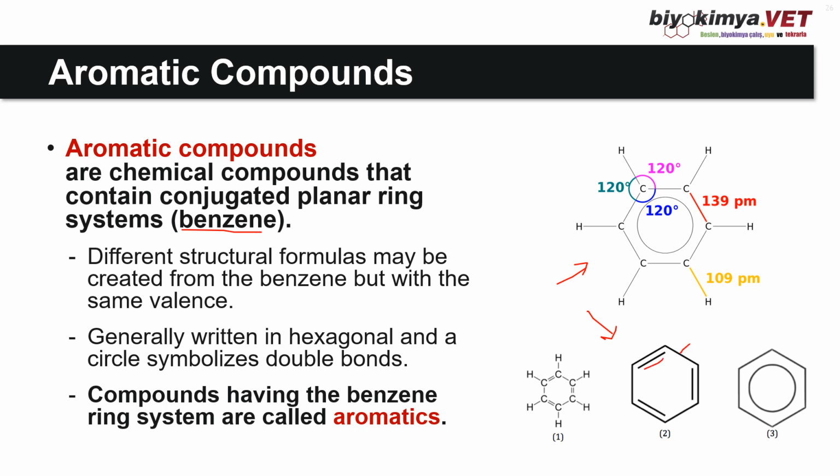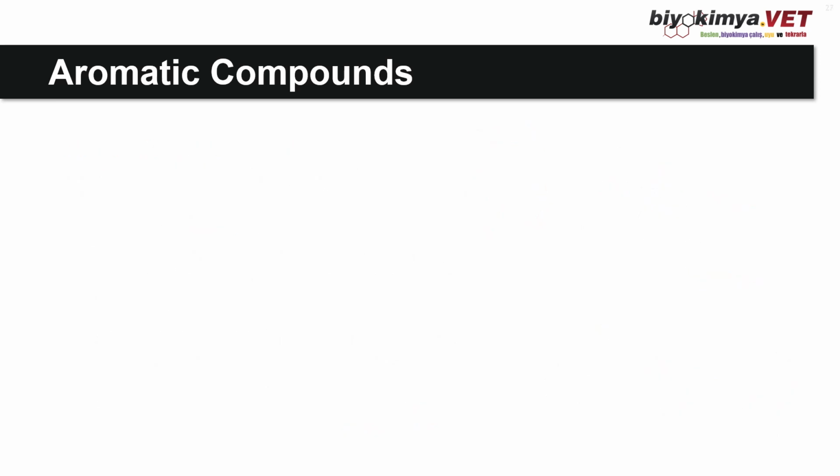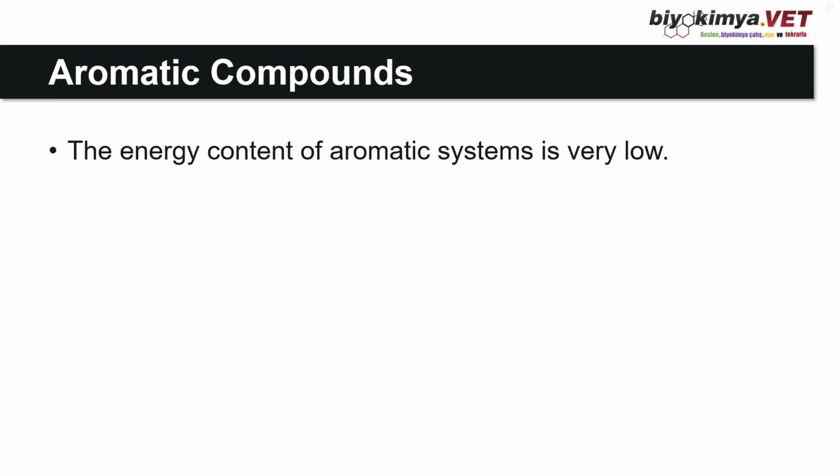Single bond, double bond, single bond, sorry, let me revise and correct it. Double bond, single bond, double bond, single bond, double bond, and single bond. And I always prefer to draw it like this, not the one showing the circle. The energy content of an aromatic system is very low.